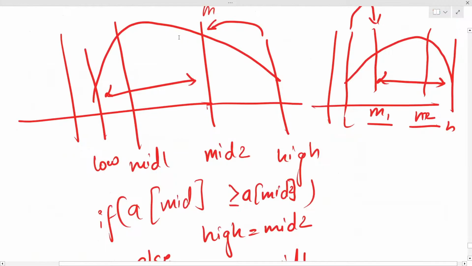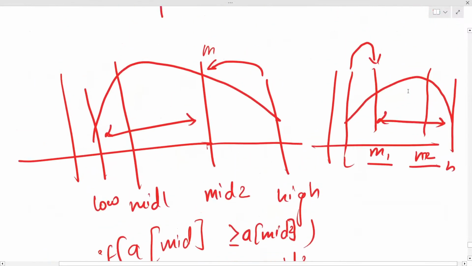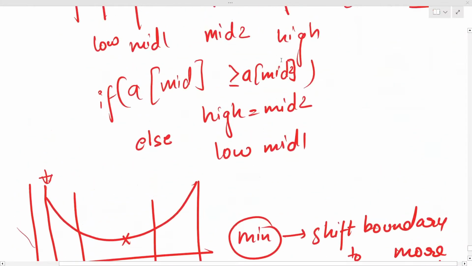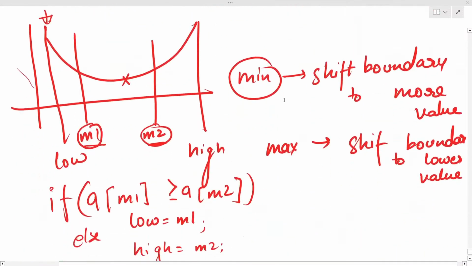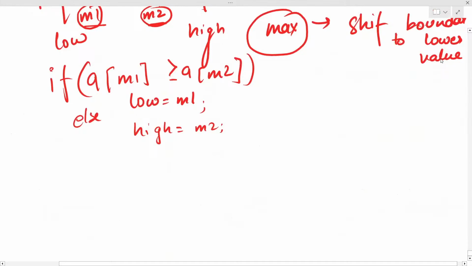So like the minimum of M1 and M2, it's always opposite. Remember it like this. If our value at mid 2 is low, then we'll shift to mid 2. Otherwise, we'll shift to mid 1. Opposite in this thing. See, if our value at M1 is low, then we are shifting to M1, right? So remember it like this. If we are finding the maximum, our boundary will get shifted to the minimum of M1 and M2. Is it clear? Is it clear now?